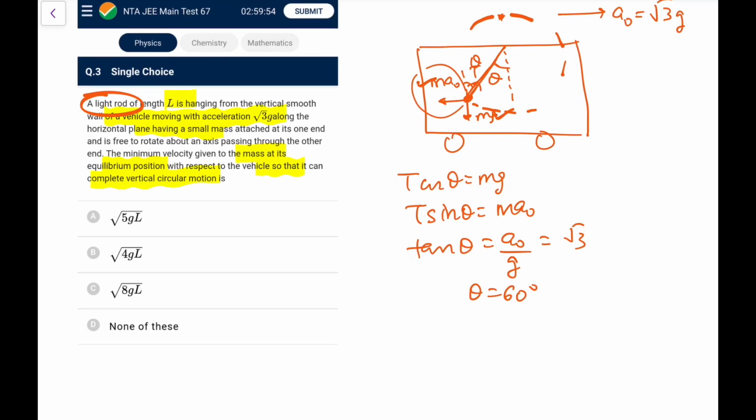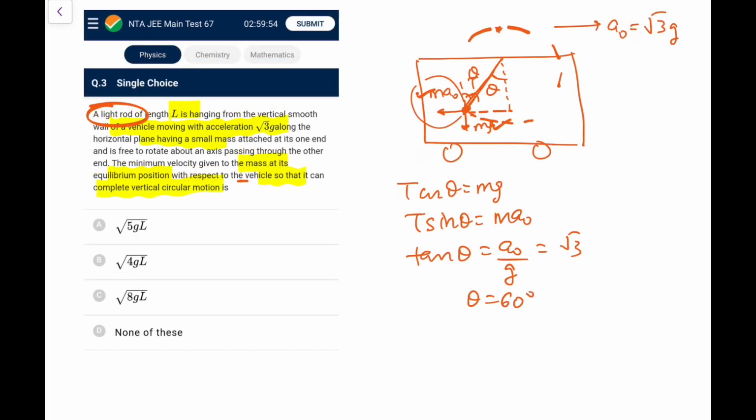So there will be some work done. Now here it would be better, let's say, because of this ma0 and this mg, the effective g will now be in this direction. The effective g would be equal to the square root of g square plus a naught square, that is 3 plus 1, which comes out as 2g.